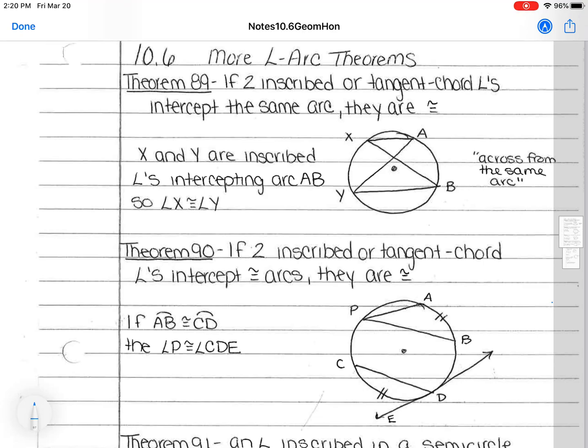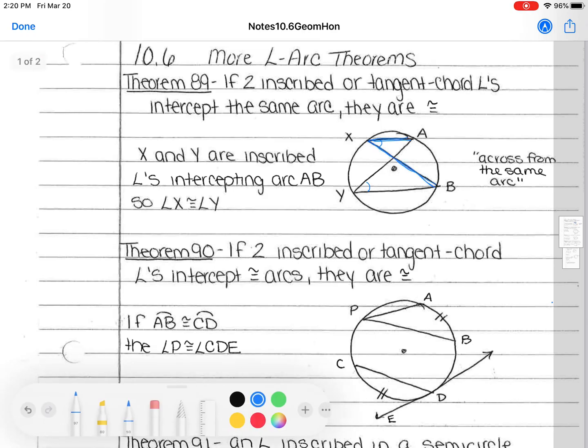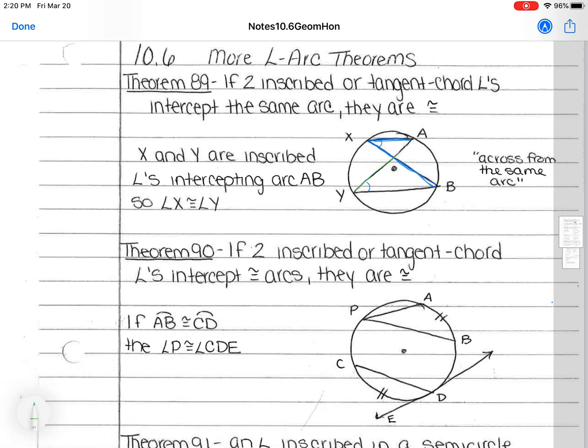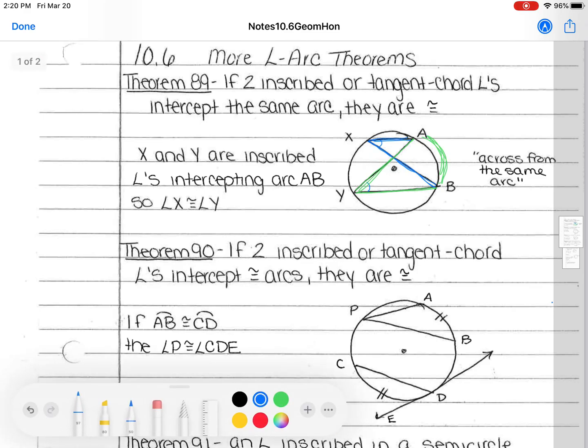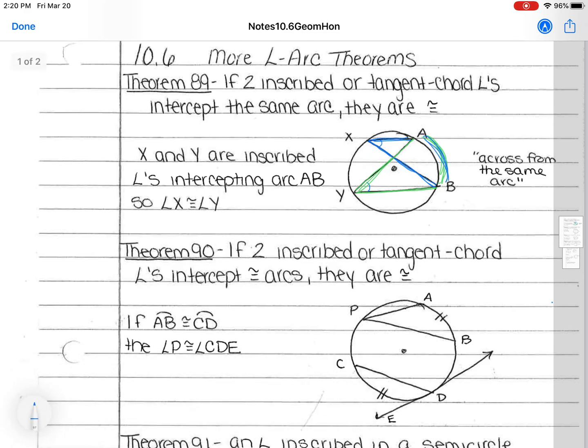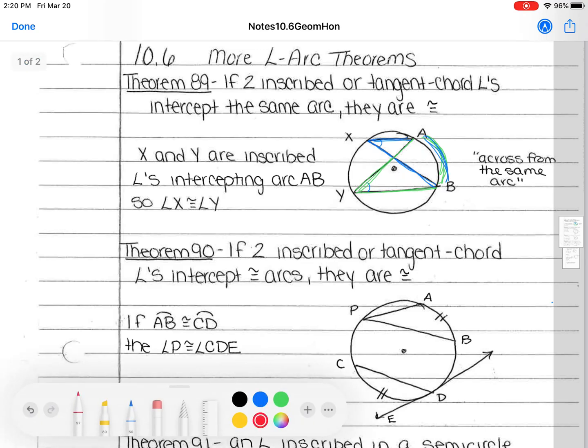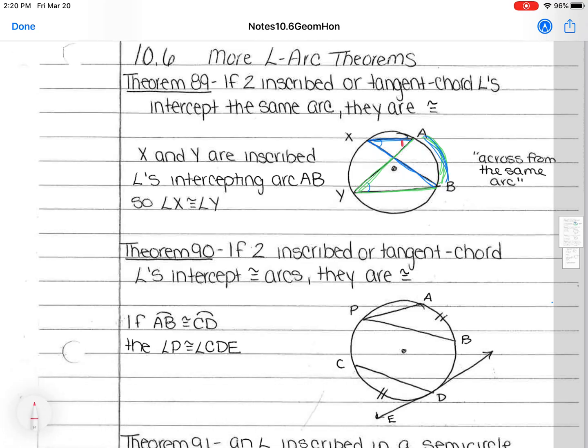So theorem 89 says if two inscribed or tangent chord angles intercept the same arc, they are congruent to each other. So if you see angle X right here and angle Y, if you follow the sides of X out, and then if I use a different color and you follow the sides of Y out, you're going to find that they do in fact intercept the same arc. So Y is getting you arc AB as well as angle X.